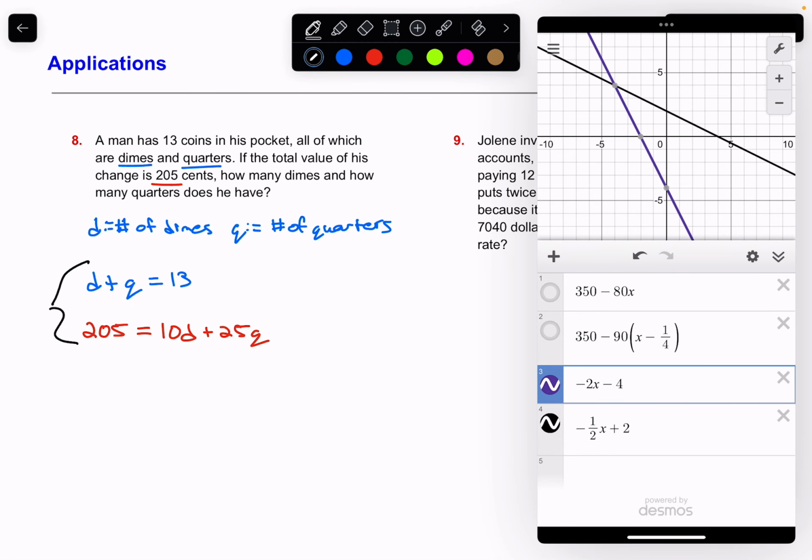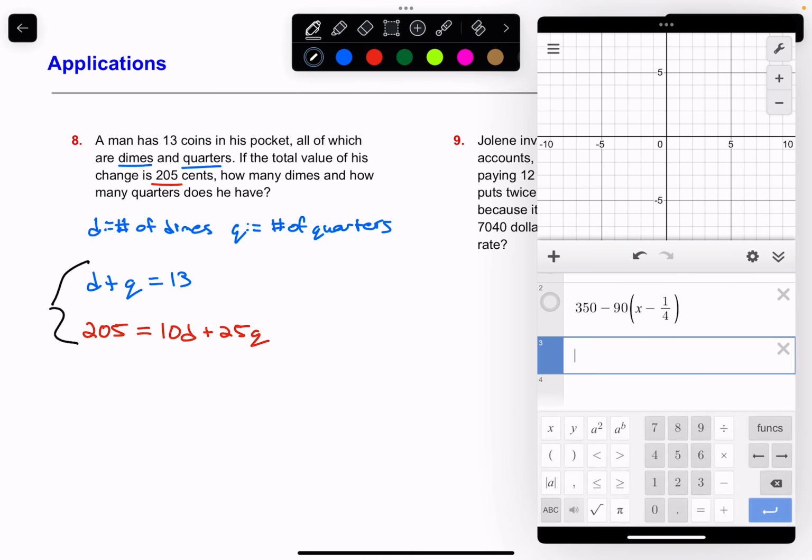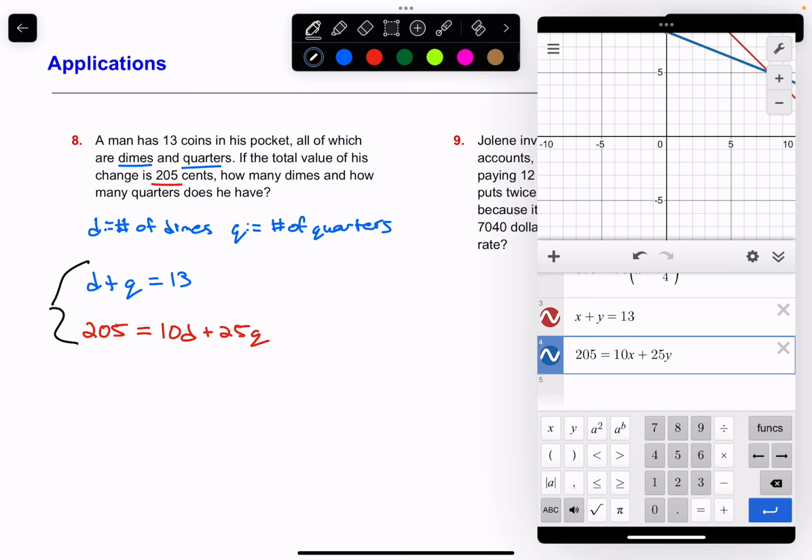So our first equation, I'm going to turn these other two off here. I'm going to type in, instead of D plus Q, I'm going to say X plus Y equals 13. And I'm using X and Y on Desmos because graphing, it prefers X and Y. So X is D and Y is Q in this case. Okay, my second equation was 205 equals 10. And instead of D, I'll put X, plus 25. Instead of Q, I'll put Y.